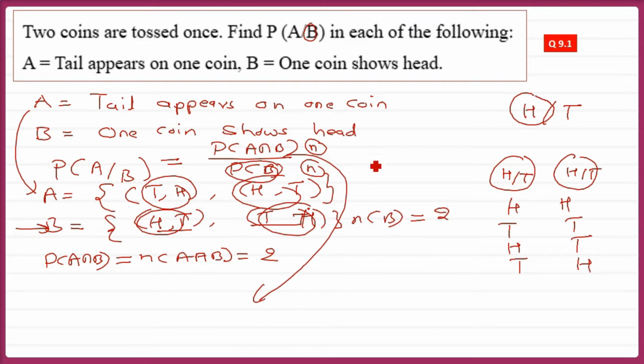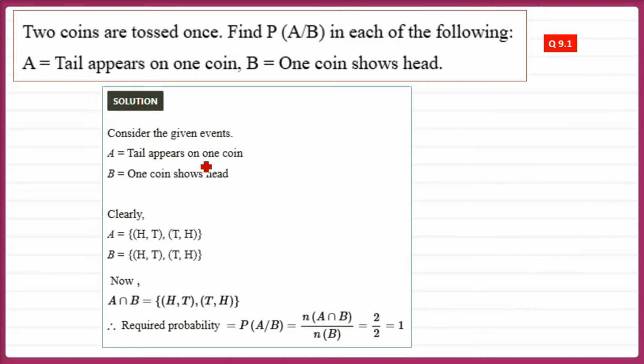So we'll use this formula here. The number of elements in A intersection B is 2, and the number of elements in B is 2. 2 by 2 is 1. So this is how it will be done. This is the formal way of doing it whenever you write it like this. Now the sample space is very important. I wrote the sample space, and I would like you to insert a sample space also here so that the examiner knows.